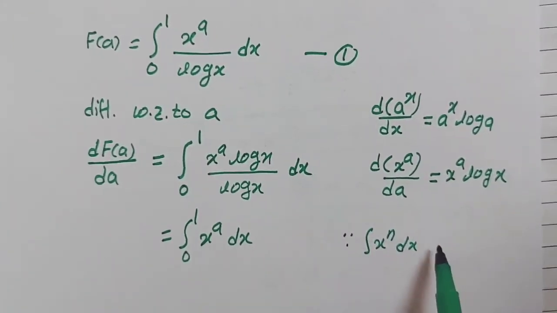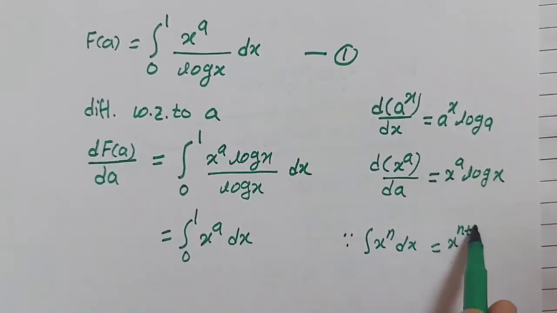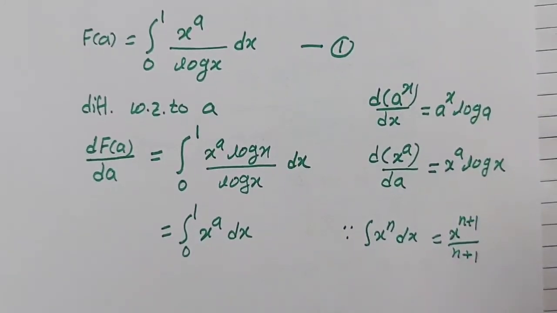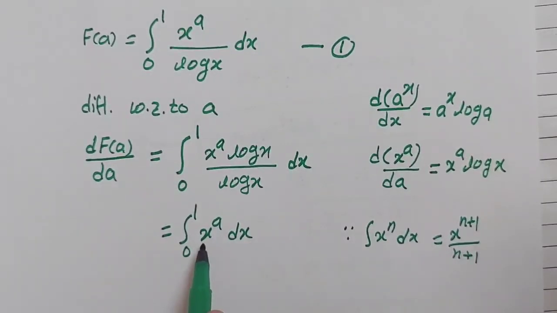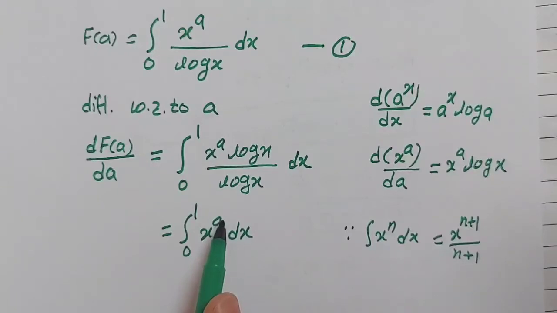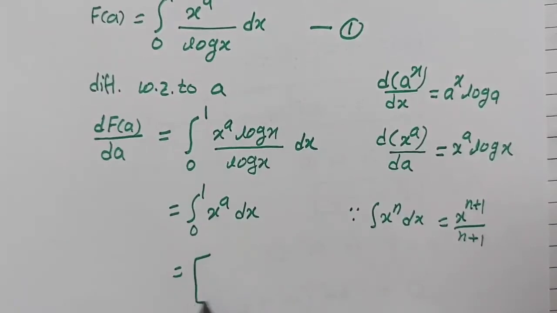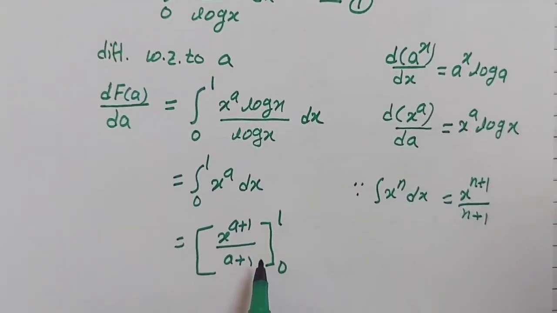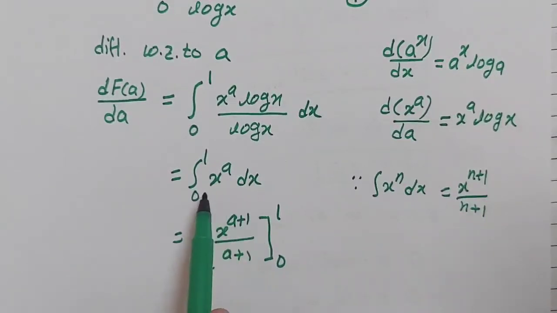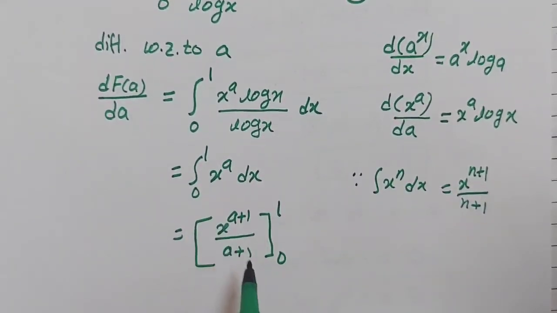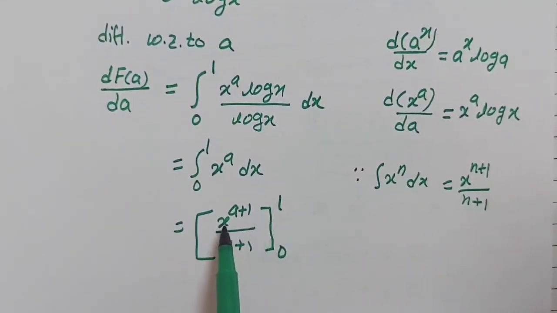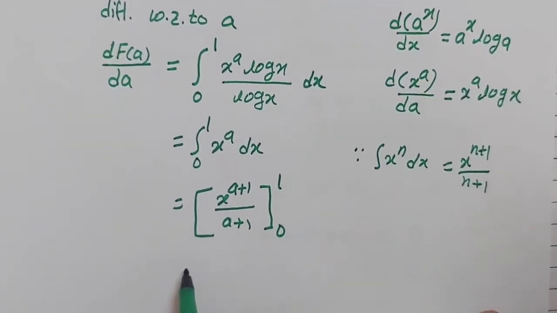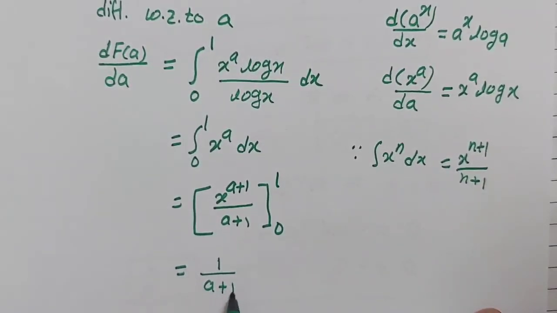Now we have to integrate this term, and here for integration we use the formula that the integration of x^n is x^(n+1) divided by n+1. Here you are integrating with respect to x, so x is the variable and a is treated like a constant. That's why we are using this formula. So the integration of this term is x^(a+1) divided by a+1, with limit 0 to 1. Now put the upper limit minus the lower limit. See here, we integrated with respect to x, so the upper and lower limits are also put in place of x. If we put the upper limit, then it is 1 upon a+1, minus the lower limit.